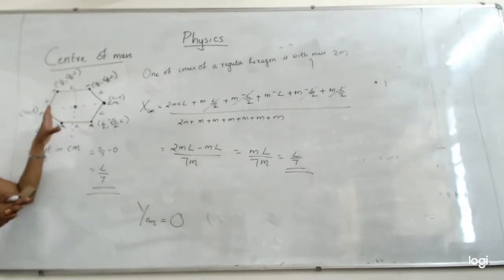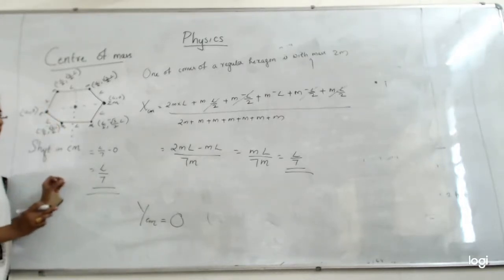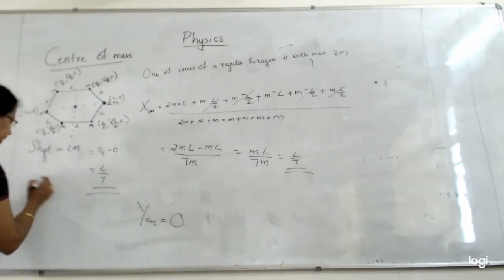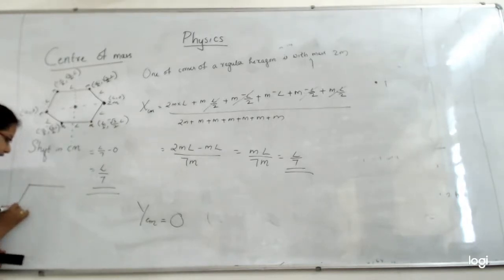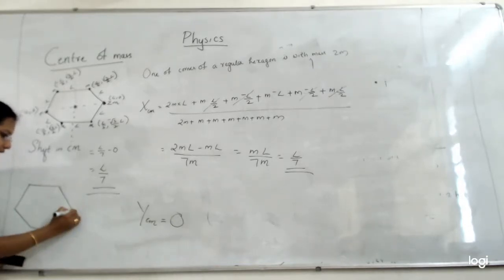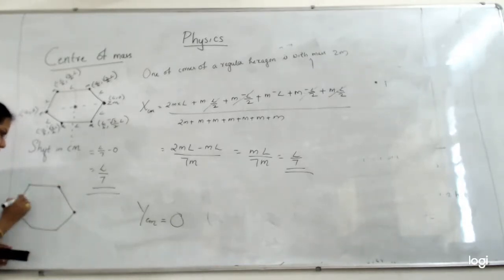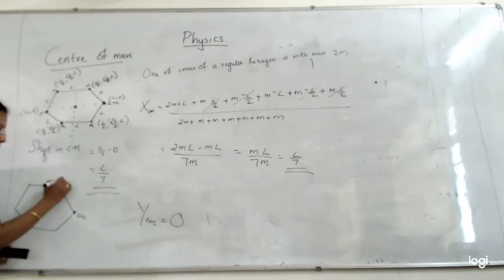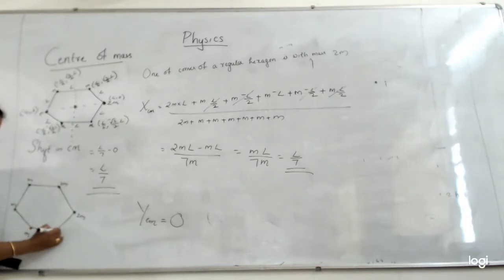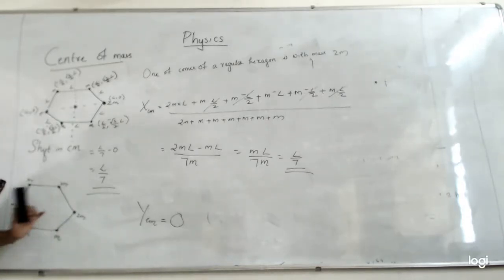This also we can do in a shortcut form. So what is the question? The same question only. Here I am just marking: instead of one mass, two masses. You can do it with the coordinate system also, no problem. This is 2m, and this also is 2m. Rest all the masses are m only.